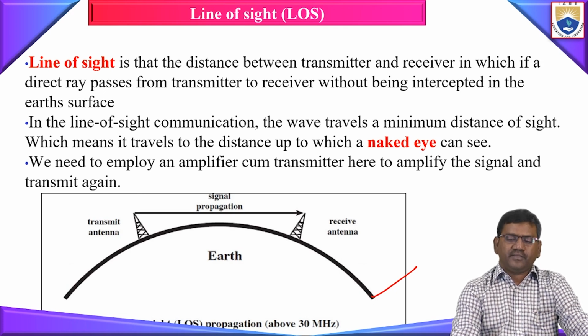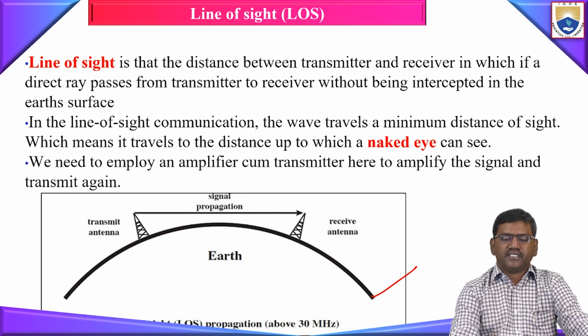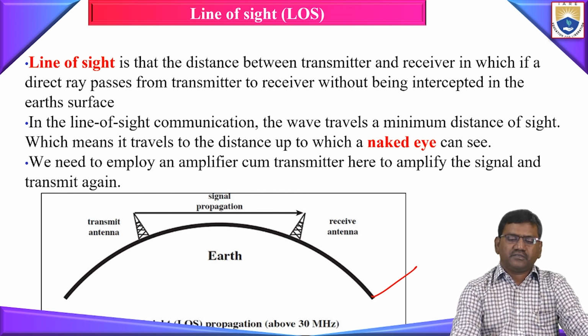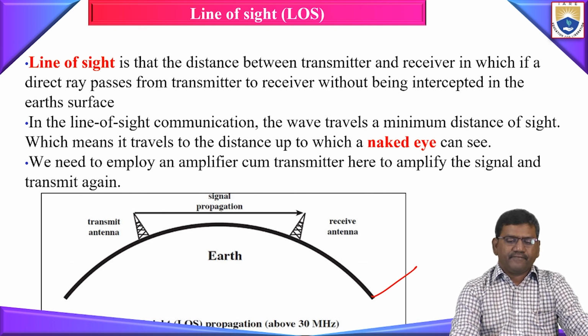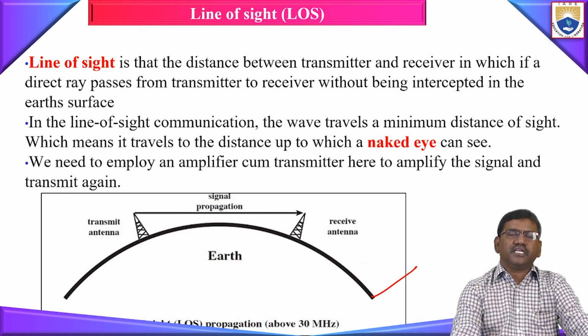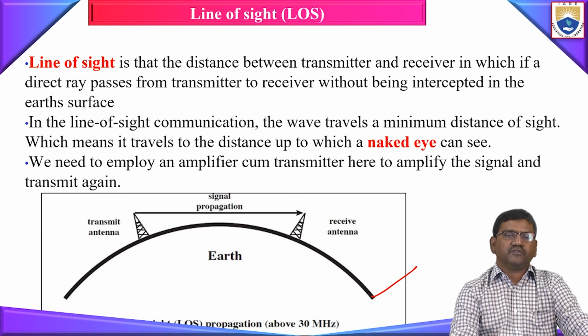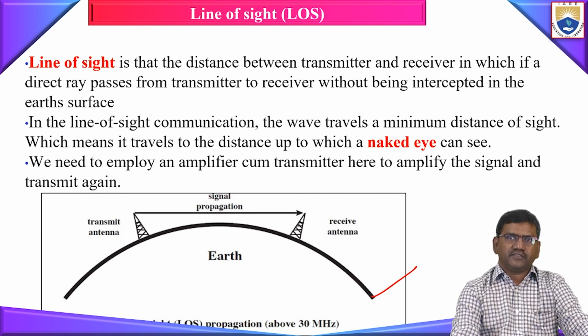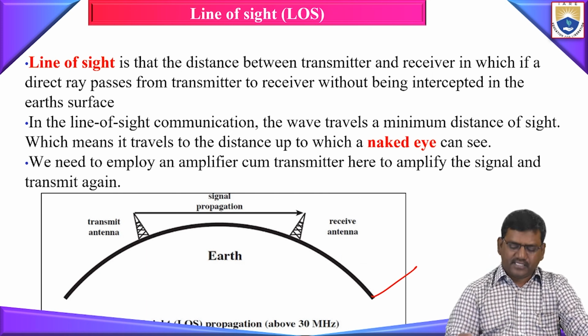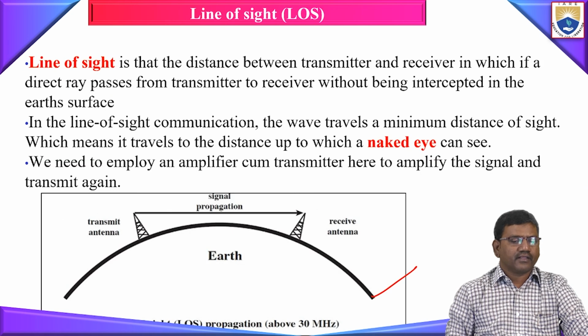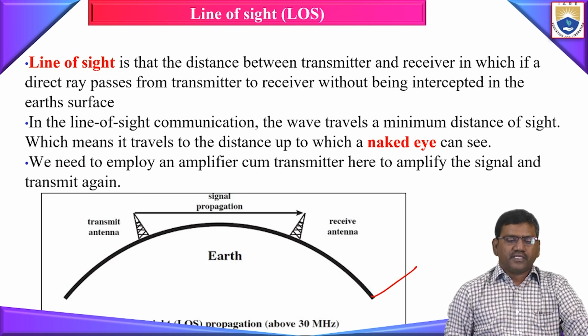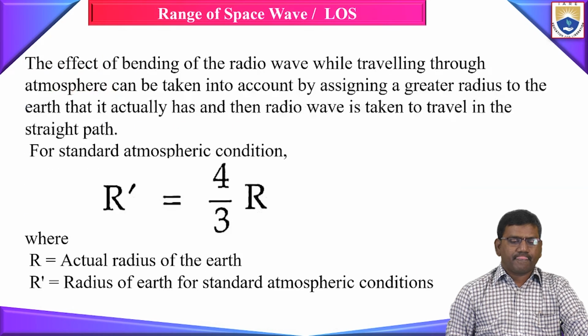The wave travels with a minimum distance, and more signal can be absorbed by the receiving antenna in line of sight communication. It means it travels up to the distance a naked eye can see. For establishing line of sight communication, we need to see that the receiving antenna is aimed towards the transmitting antenna. We need to employ an amplifier cum transmitter to amplify the signal and transmit it again. Line of sight communication is one of the important concepts in space wave propagation for operating at very high frequency ranges.